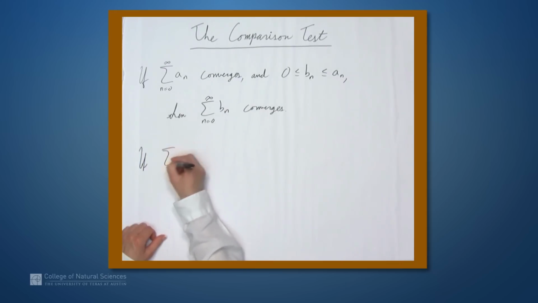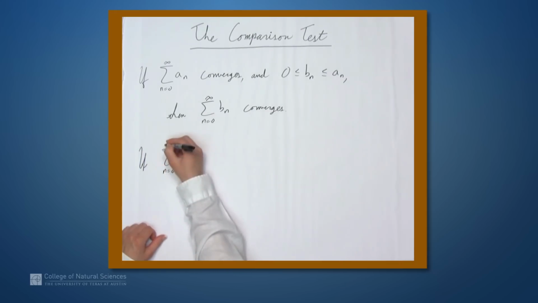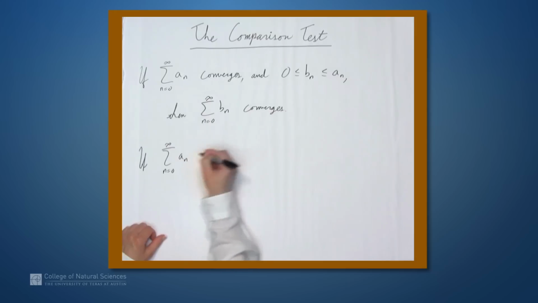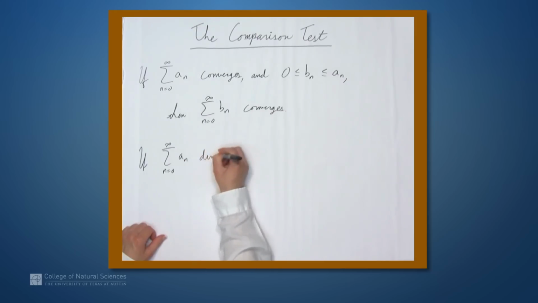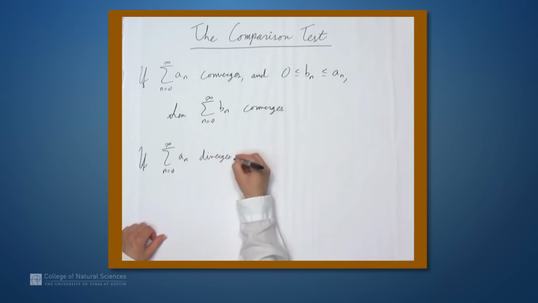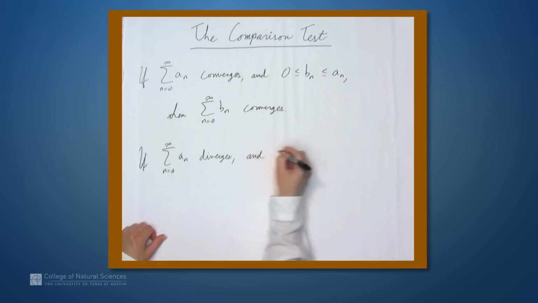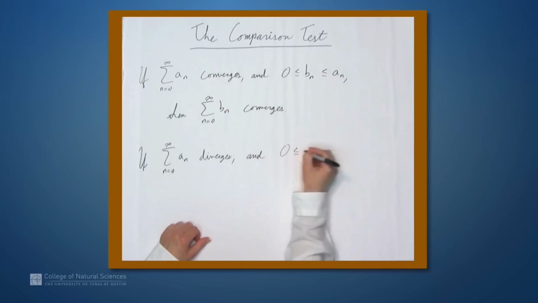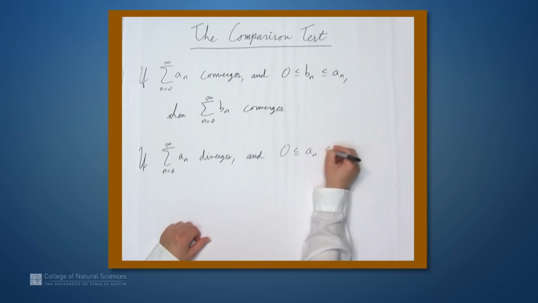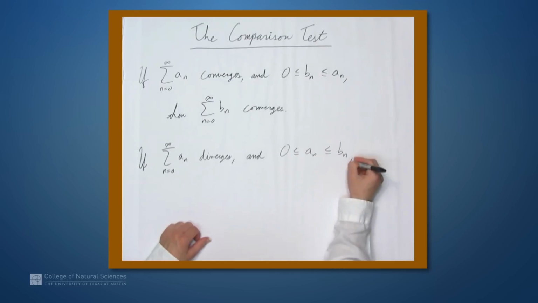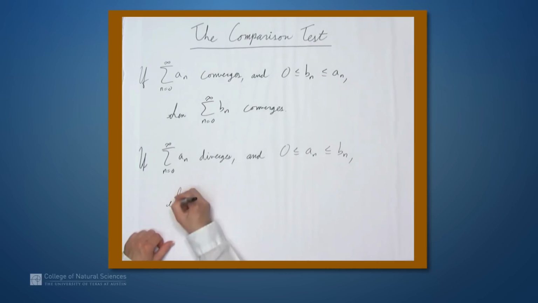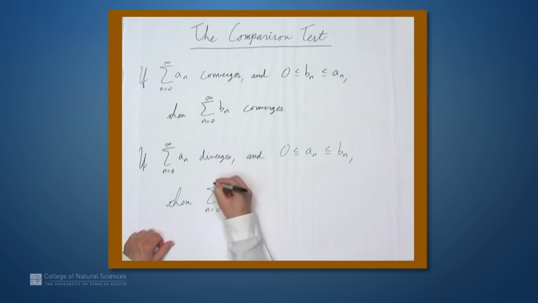If the series from n equals 0 to infinity of a sub n diverges, and this time 0 is less than or equal to a sub n is less than or equal to b sub n, again for some other sequence of numbers b, then the series from n equals 0 to infinity of b sub n also diverges.